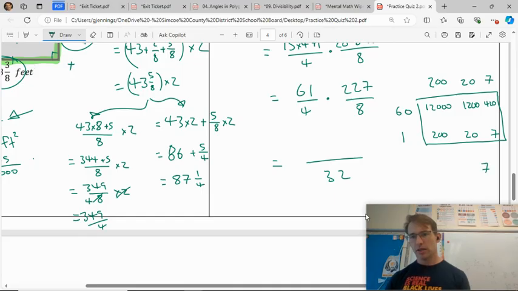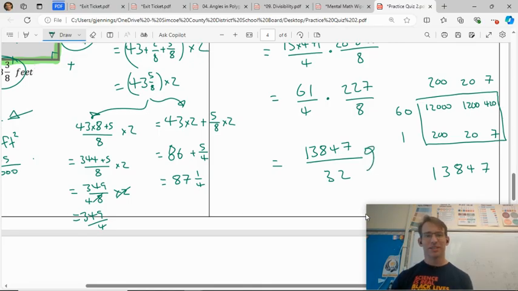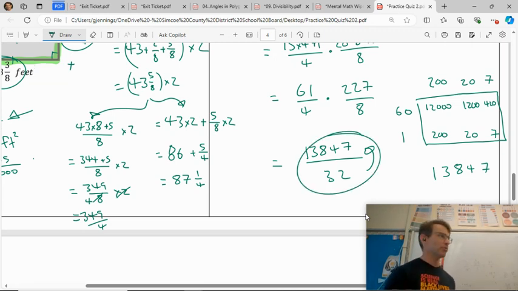So that's going to be 7 on the end, a 4 there, a 4 plus 2 plus 2 is an 8, and then that's a 1 plus 2 is 3, 1. 13,847. And then express that as a mixed number. Bah. Gross. Gross, gross, gross. Okay, so there is the number of square feet that they will have.